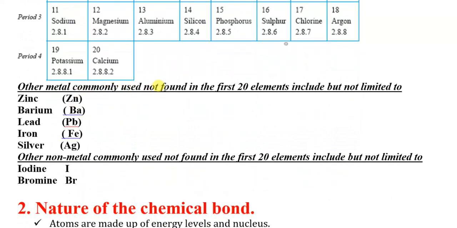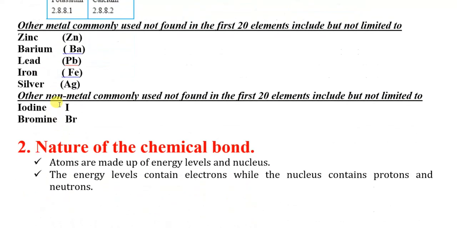Other metals commonly used, not found in the first 20 elements, include but are not limited to zinc, barium, lead, iron, silver. These are other metals which we don't have here, but you will find when somebody asks you, what is the bond in zinc chloride? Zinc chloride, what kind of bond is that? Zinc oxide, what bond is there? So that's what I have written here. We have some other non-metals which are not in the first 20 elements, but we use them: iodine and bromine. They are in group 7. So they are non-metals. Very good.